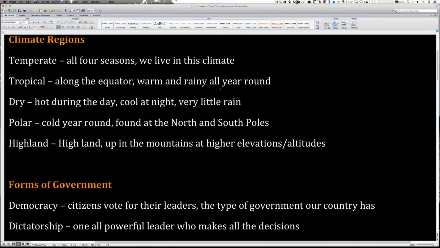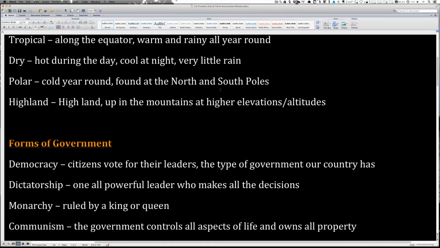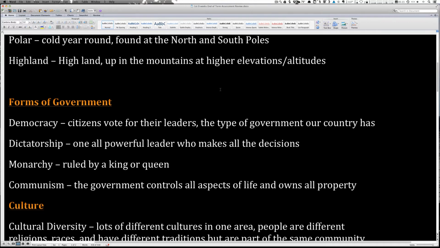Make sure that you know your forms of government. A democracy is where citizens vote for their leaders. It's a type of government our country has. A dictatorship is when you have one all-powerful leader who makes all the decisions. A monarchy is when a country is ruled by a king or a queen. And communism is a government where the government controls all aspects of life and owns all property.